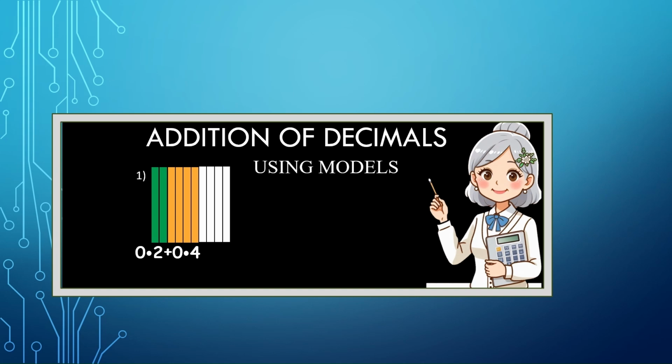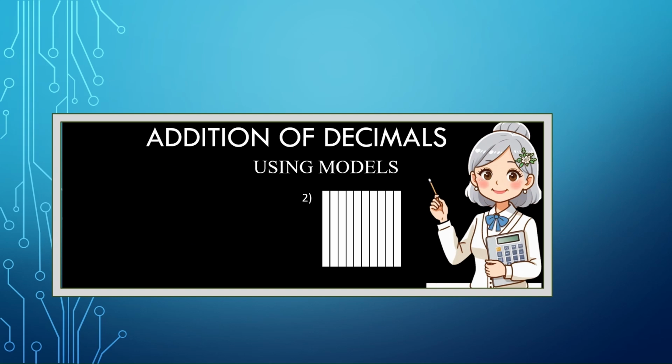When we combine the green and the orange parts, we have 6 parts in total, which is equal to 0.6. Now to visualize this, we can shade those 6 parts in blue color. Now let us take another example, 0.3 plus 0.7.